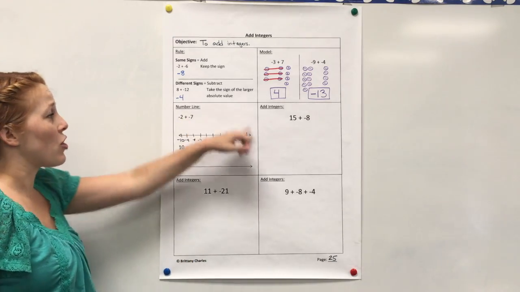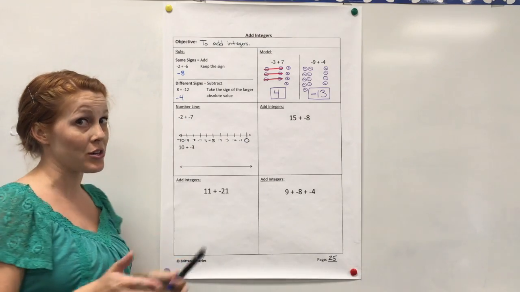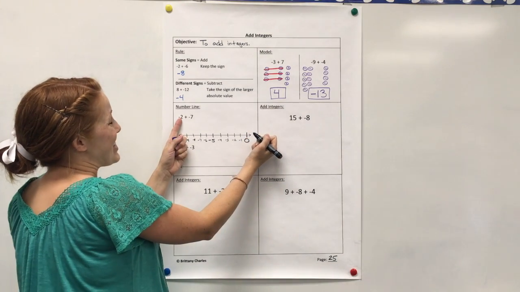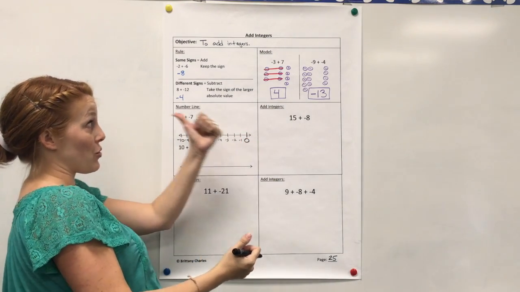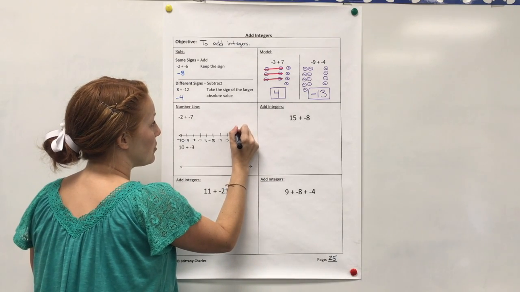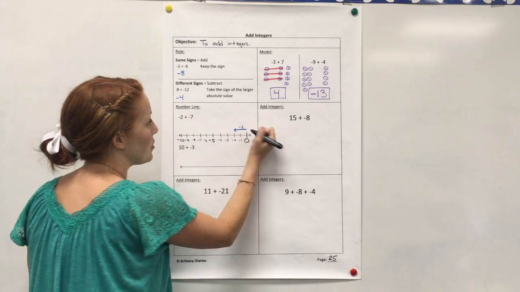Now to draw this on a number line, the first number I have is negative 2. So I'm going to start at 0. We're always going to start at 0. And we're going to go from 0 to negative 2. Now negative means going to the left. So I'm going to go 1, 2, to the left, and I'm going to label that negative 2.